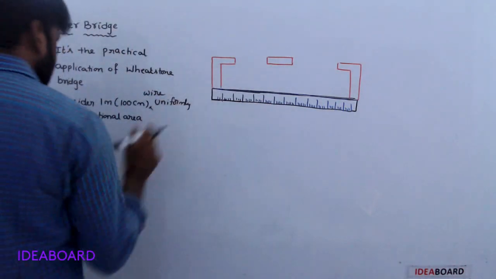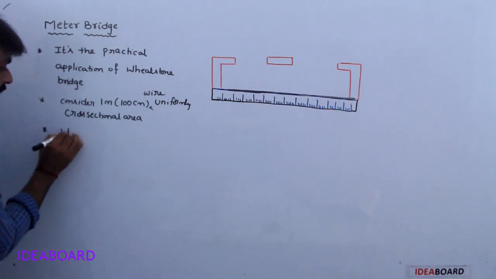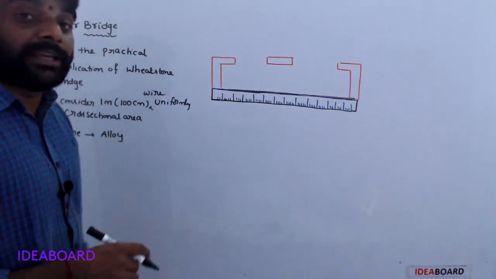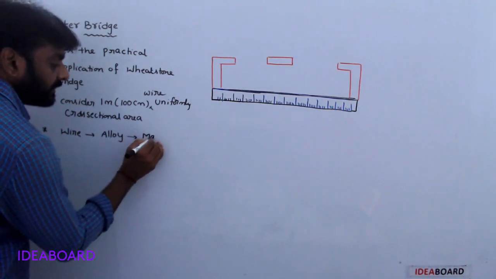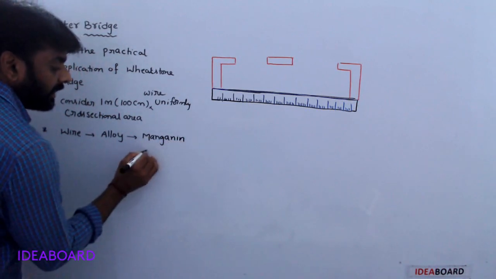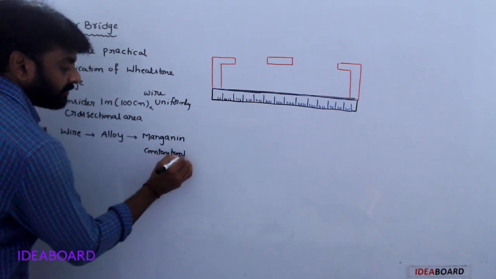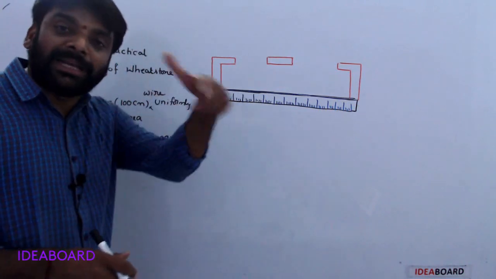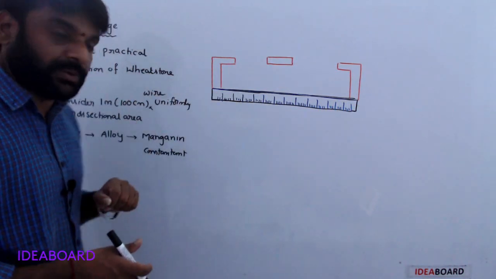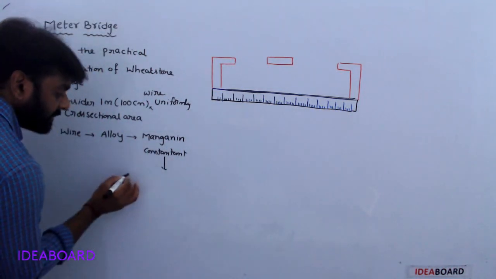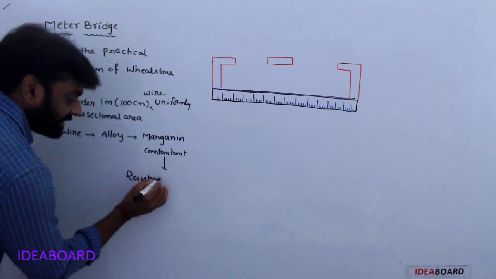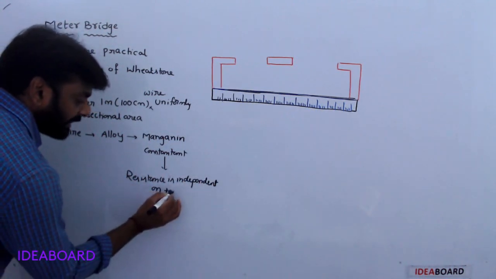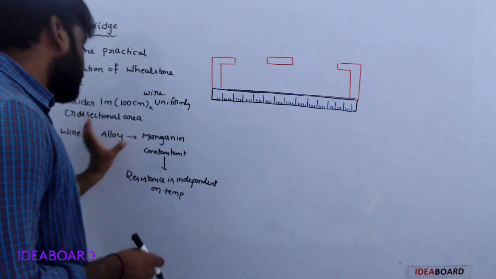Now, which type of wire is taken here? The wire taken here is of manganin or constantan type. Why do we consider these? The resistance of such materials is almost independent of temperature. That's why we consider this type of wire.